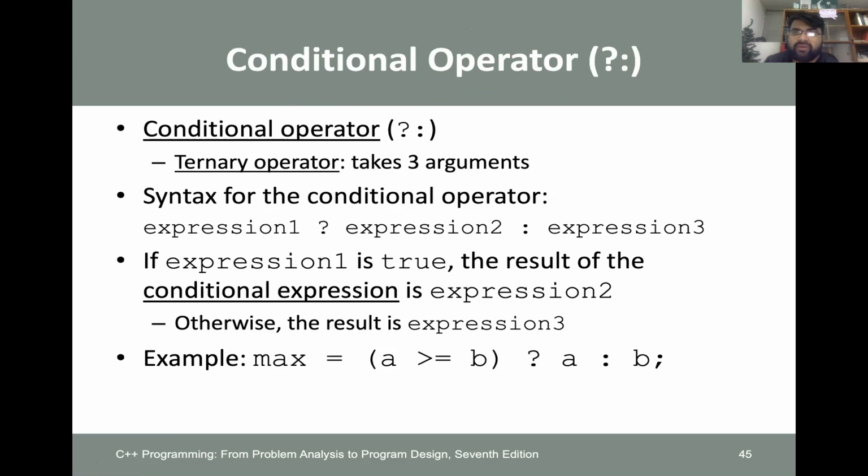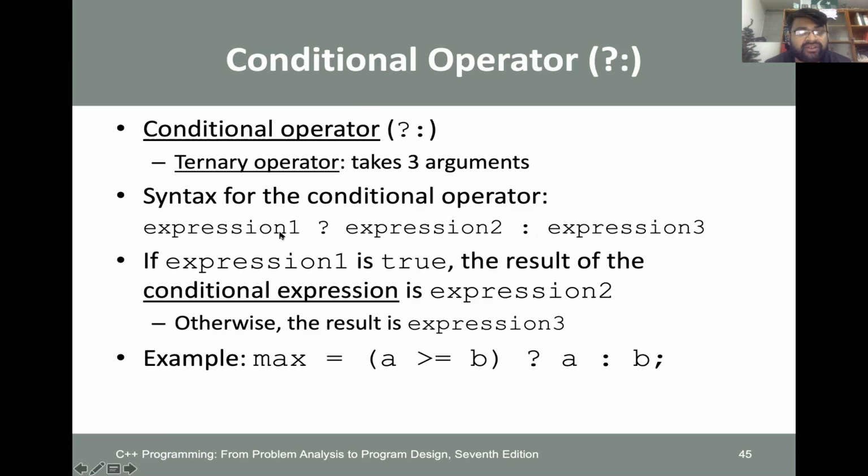Then we should talk about the conditional operator, which is slightly different. It is a shorthand way of writing conditional statements. This is a ternary operator, which means that it takes three different arguments. The syntax is mentioned here. You need to give an expression, put a question mark, then give a second expression, then a colon, and then a third expression at the end of it.